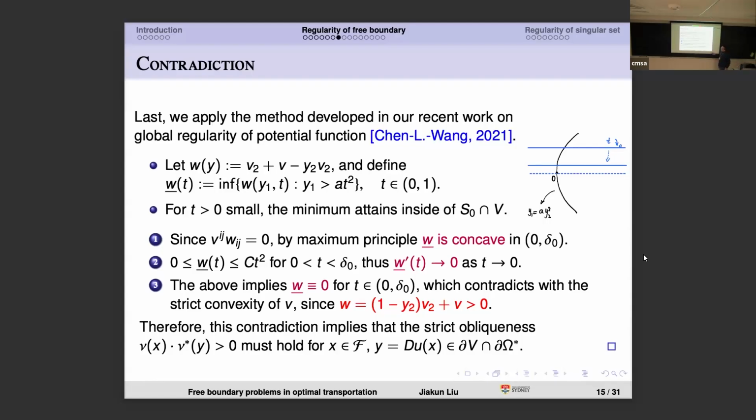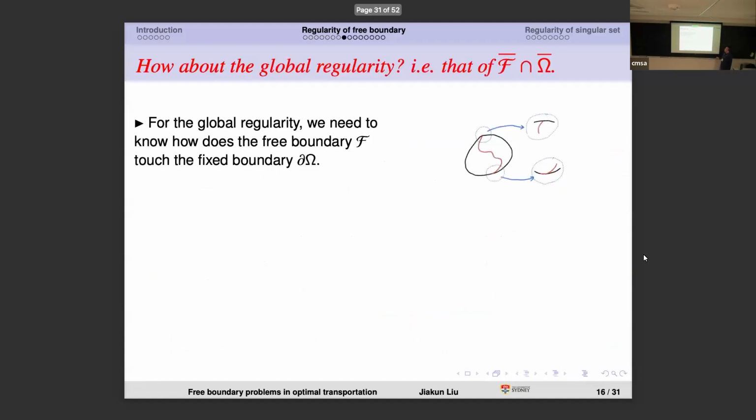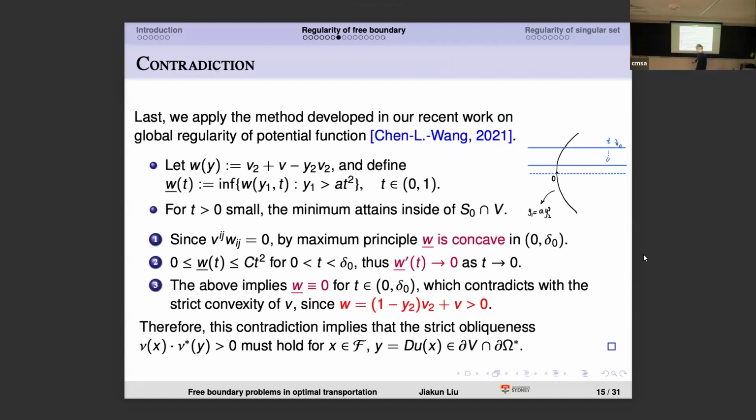Okay, so such a contradiction occurs because we are assuming obliqueness fails, right? So by contradiction, we obtain the obliqueness. Once we have obliqueness, life will become much easier, so I skip the rest of the part. Once we have the obliqueness estimate, similarly, as long as you have the Hopf lemma, you can construct the boundary estimate.